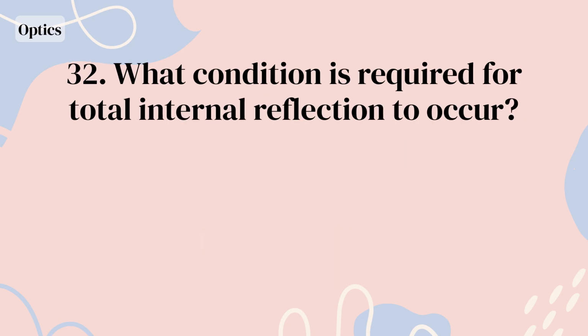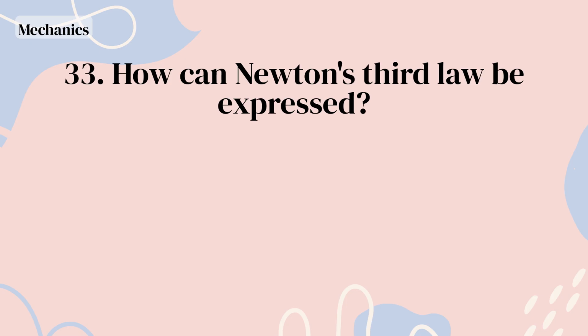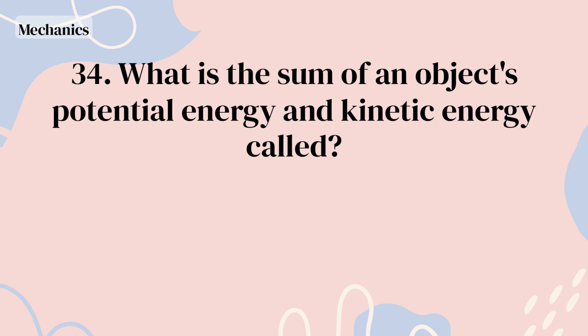Which planet in the solar system has the greatest mass? Jupiter. What is the phenomenon called when light passing through a prism splits into various colors? Dispersion. What condition is required for total internal reflection to occur? An incidence angle greater than the critical angle. How can Newton's third law be expressed? Law of action and reaction. What is the sum of an object's potential energy and kinetic energy called?